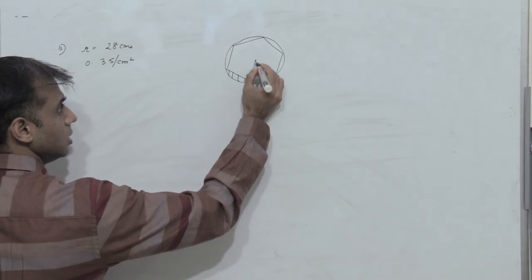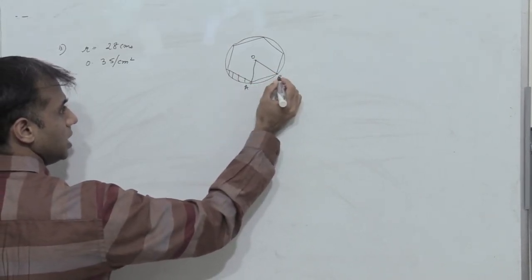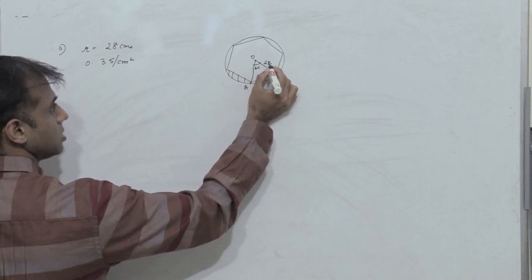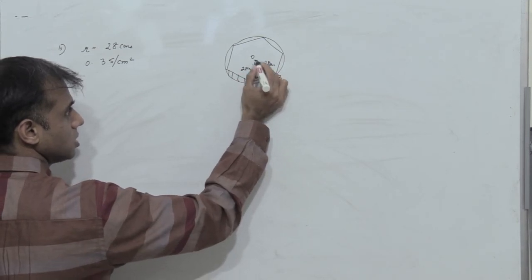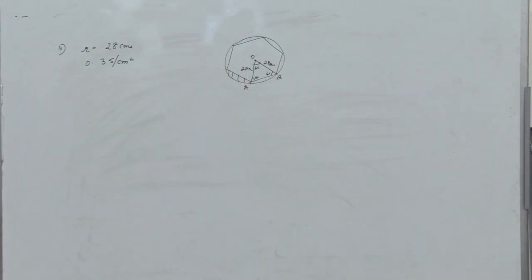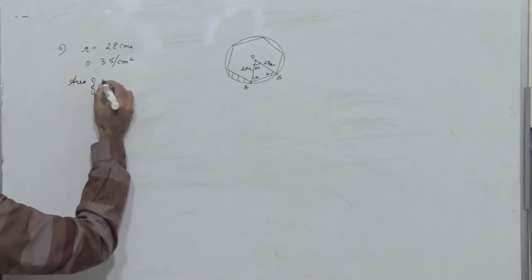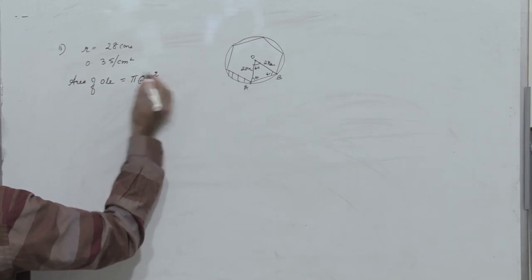So if I consider the area of one sector, so we have AOB, the angle is 60 degrees and this is 28 centimeters, 28 centimeters. This is 60, so all of them are 60, so this forms an equilateral triangle. So now let us try to find the area of the entire circle. The area of the entire circle is pi r square, 28 the whole square.